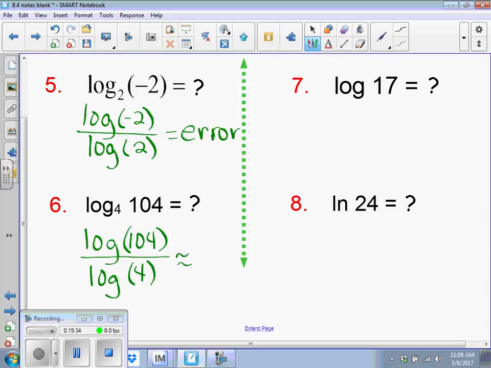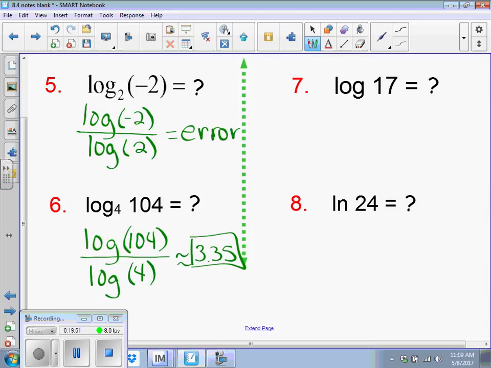What'd y'all get? 3.35. Approximately. So if we took 4 and raised it to that power, it would equal 104. Okay, let's look at number 7.